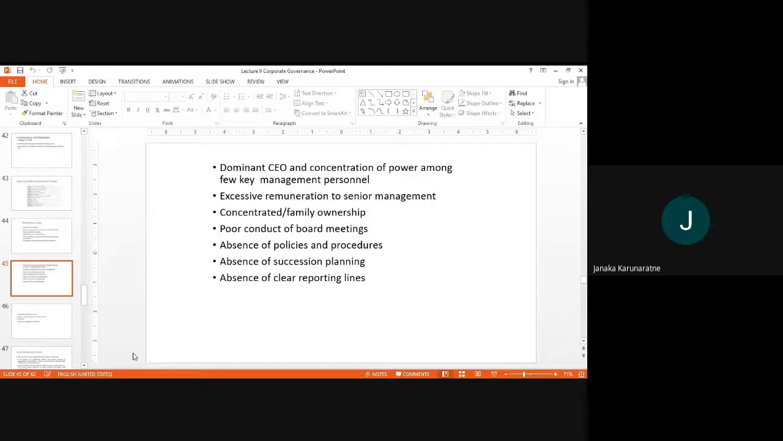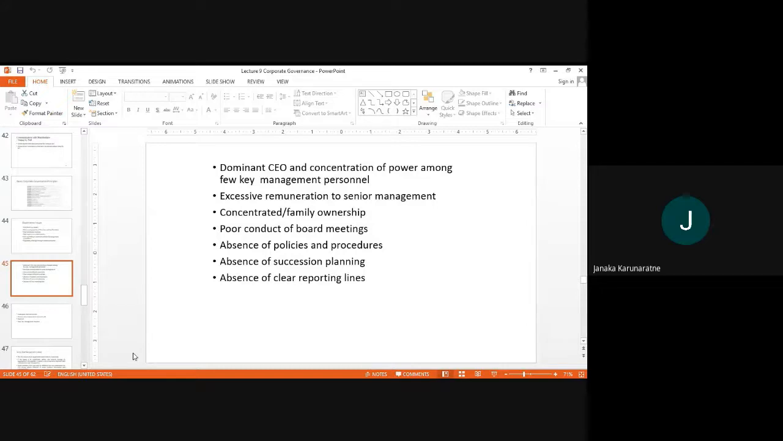Excessive remuneration to senior management. Whenever you have excessive remuneration to senior management beyond the limits, that also has led to some problems. Concentrated family ownership. Especially family ownership definitely leads to significant governance issues and failures. But in the case of banks, at least we have some regulations that say you have to control the ownership, beyond certain limits you can't have ownership.